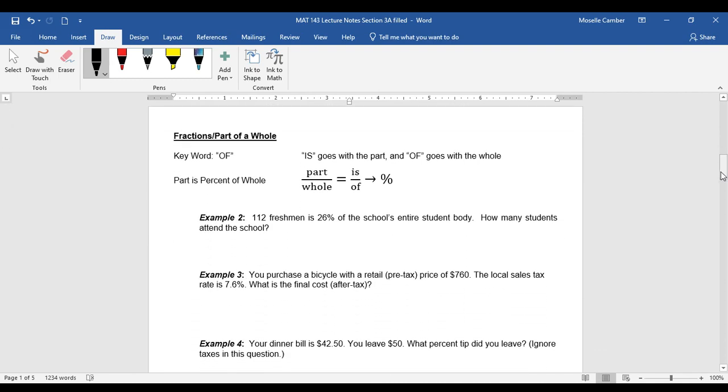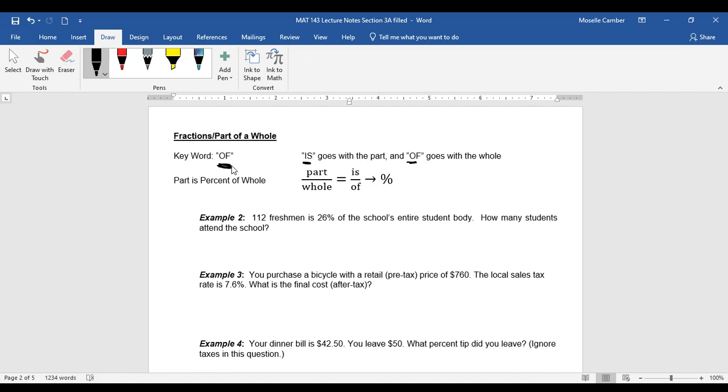Now let's talk a little bit more about fractions being a part of a whole. The keyword we're looking for in these problems is the word of. That is really going to tell you that we're looking at a part of a whole. There's also another word that's going to be in there: is. There's is and of, and that tells you where to put your information. The number that goes with the is, that is your part. The number that goes with of, that is your whole. So it's always going to be is divided by of, part divided by whole, and then you change that fraction to a percent.